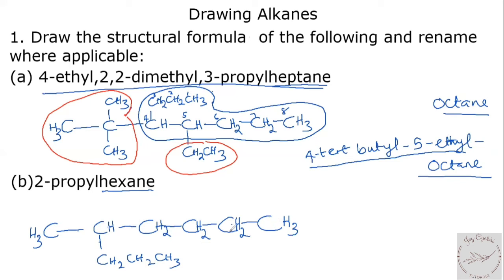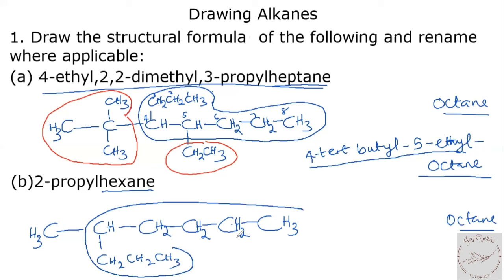And then there's this other one that we can count from here. 1, 2, 3, 4, 5, 6, 7, 8. Okay, or 1, 2, 3, 4, 5, 6, 7, 8. So 8 is our longest chain. So you have octane as a parent. So if we are considering this part as the longest chain, it then means that this is the attachment.